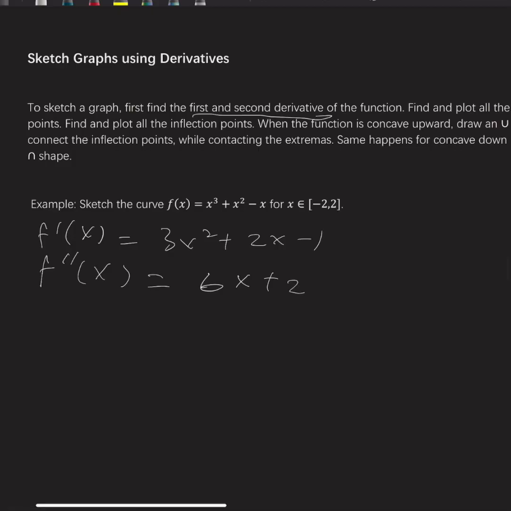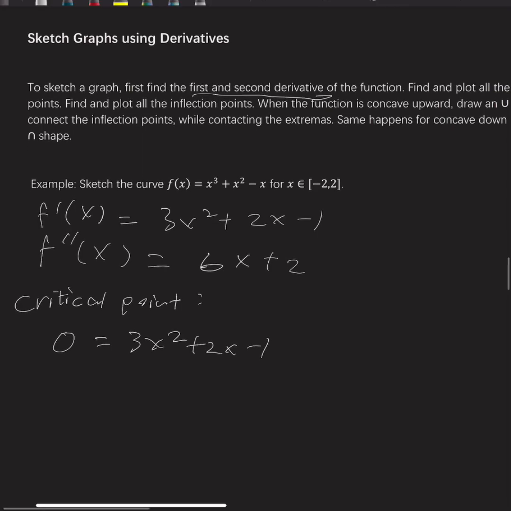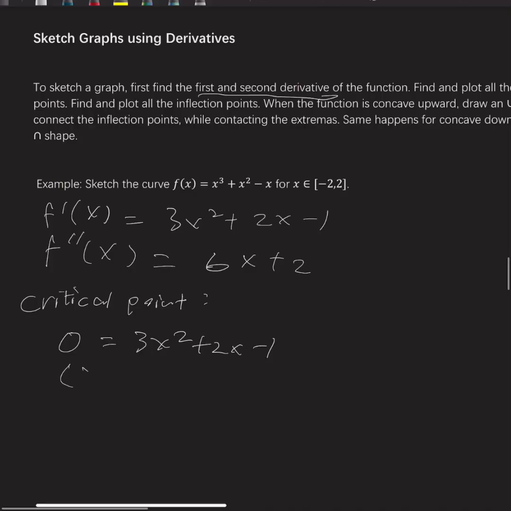So let's find the critical points. This is also a polynomial function, so we set it to 0. 0 equals 3x squared plus 2x minus 1. And we can factor this, so that's x plus 1 times 3x minus 1, which is equal to 0. So x is equal to -1, or x is equal to 1/3.